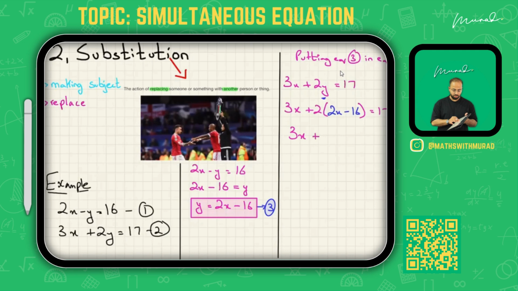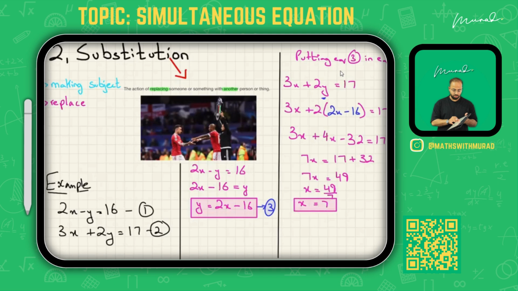So it becomes 4x minus 32 equals 17. I'll add 3x and 4x, so it becomes 7x. I'll shift my 32 to the right hand side of my equation. So 17 plus 32, 7x equals 49. So the value of x becomes 49 divided by 7. This becomes 7.